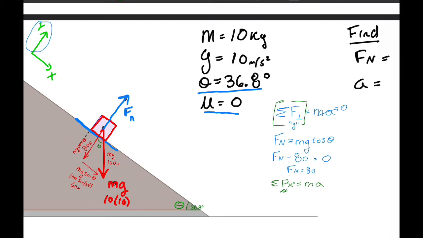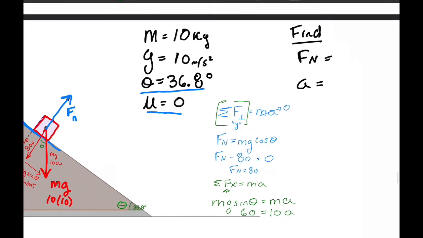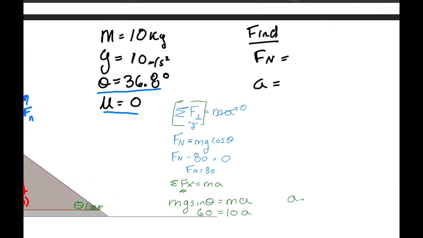So the only force that we have in the x direction is that, in variable form, mg sine theta. That's it, no other forces. In numbers, that would be 60 equals ma. M in this problem is 10. So solving for acceleration, we get, in variable form, the m's cancel out, g sine theta. And in numbers, we get 6 meters per second squared.